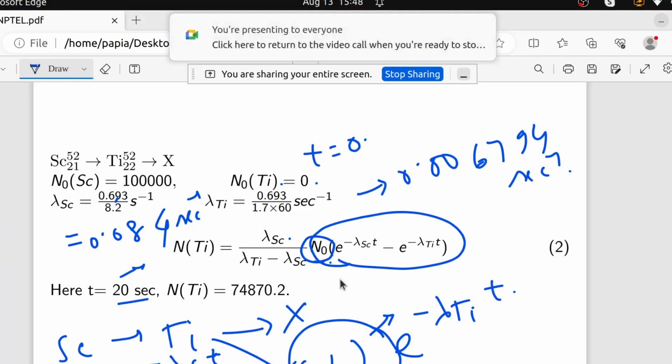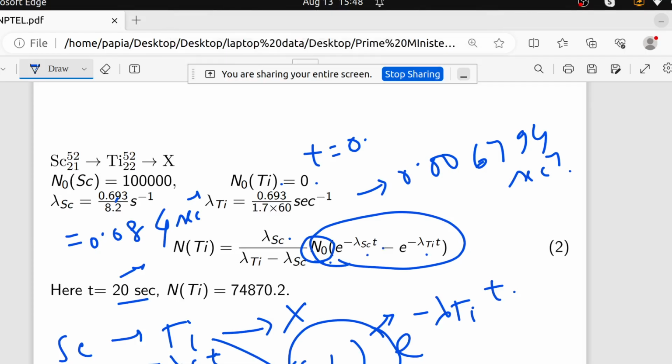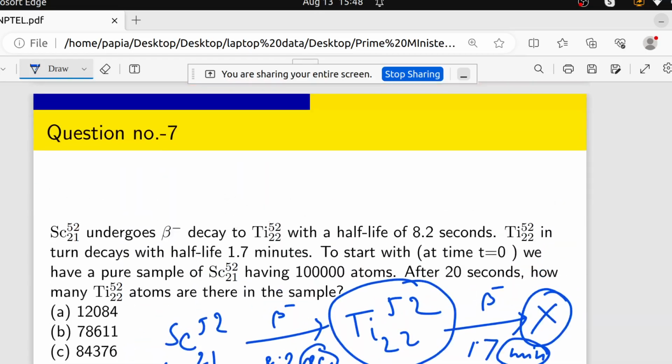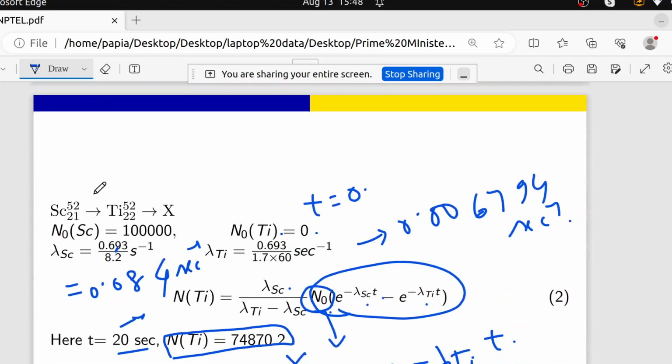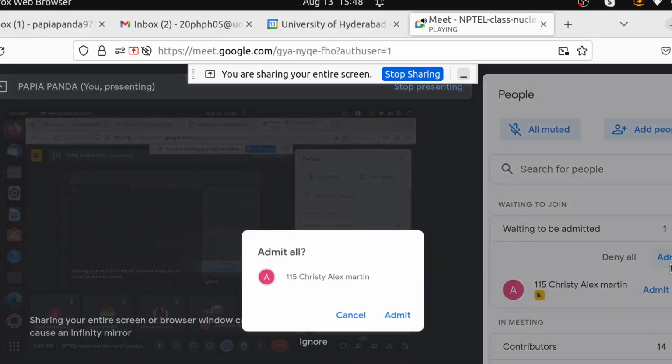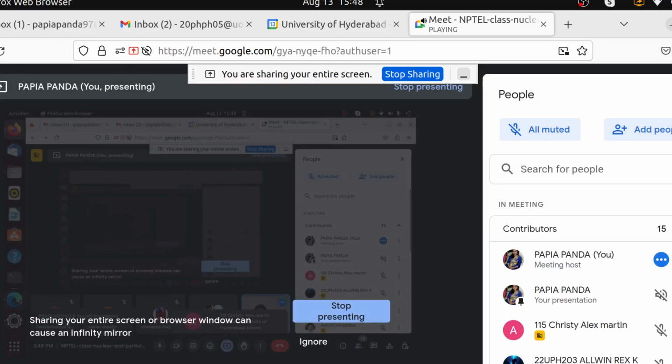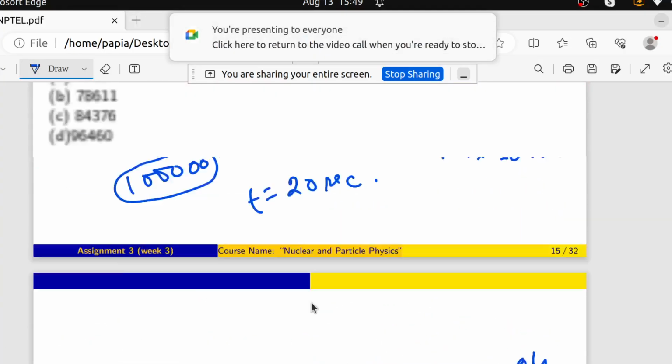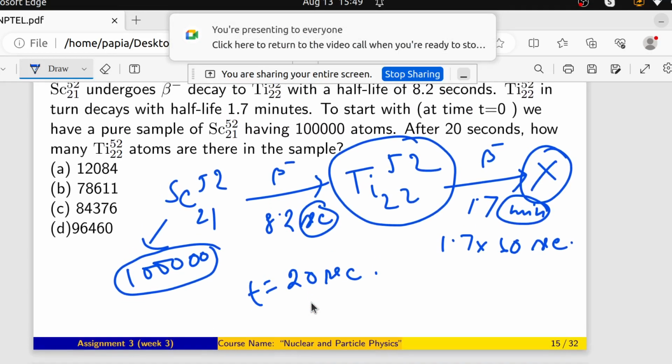Okay, so here if I just put all the values of t, lambda sc, lambda ti, as we have already calculated, and n0 also, then we can have the n of ti as 7474870.2, as they have asked how many ti atoms are there in the sample. Then you can see that it is 74870. It is very nearly this one.